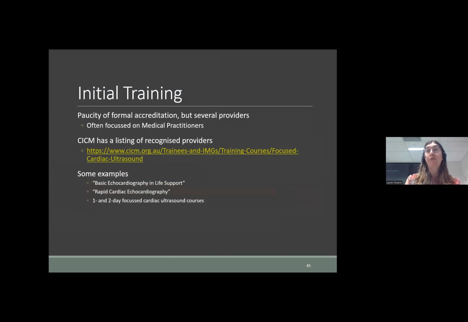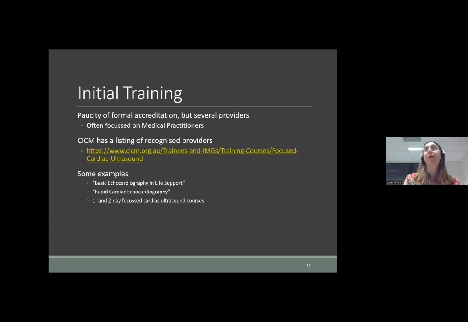to be able to perform a point-of-care cardiac ultrasound, and they've got quite a nice list there, which I have no part in. A couple of examples of what you might need to Google or look for are courses that mention basic echocardiography in life support, rapid cardiac echocardiography, and the 1- and 2-day focused cardiac ultrasound courses. And these will usually be enough to familiarize yourself with the technology, with the basic 4 views that we look at in point-of-care ultrasound, and some of the main lesions that we're going to be looking at.